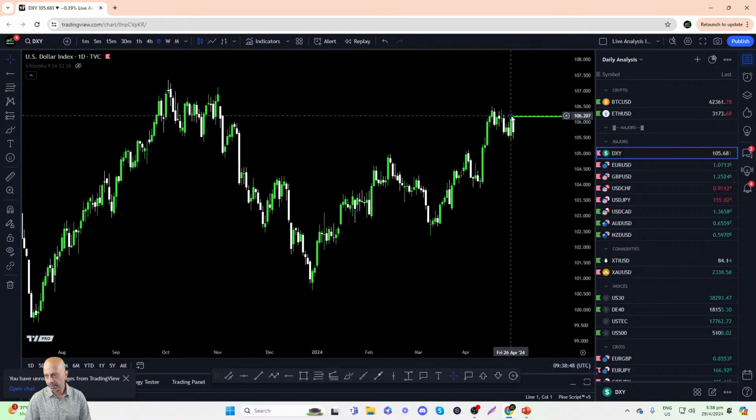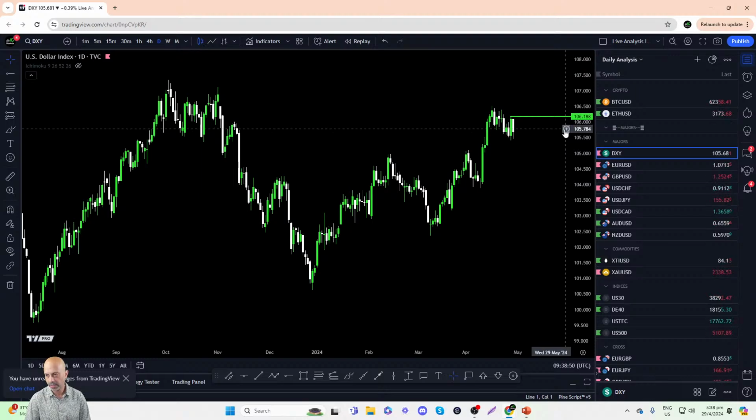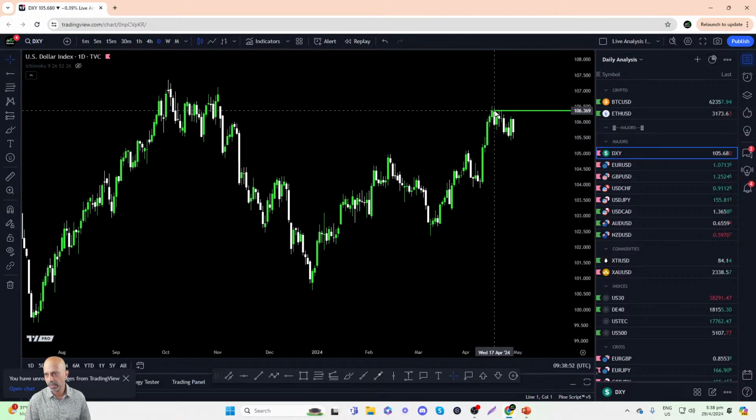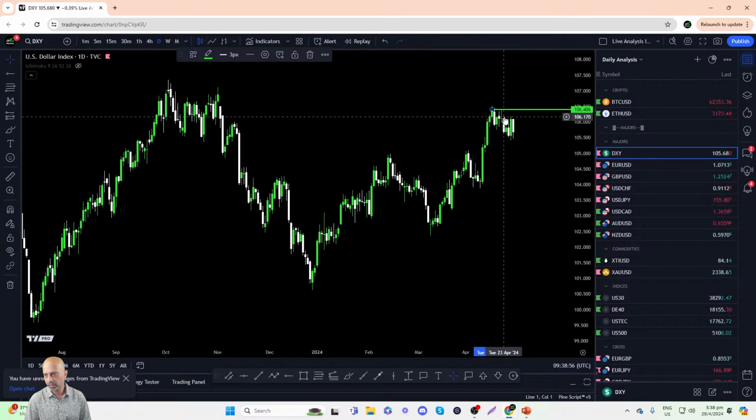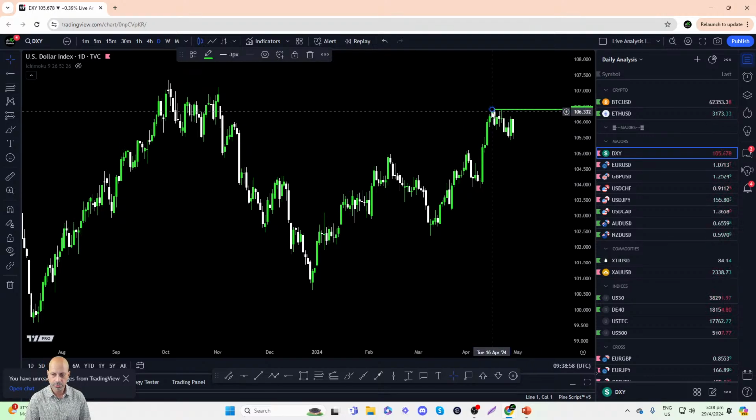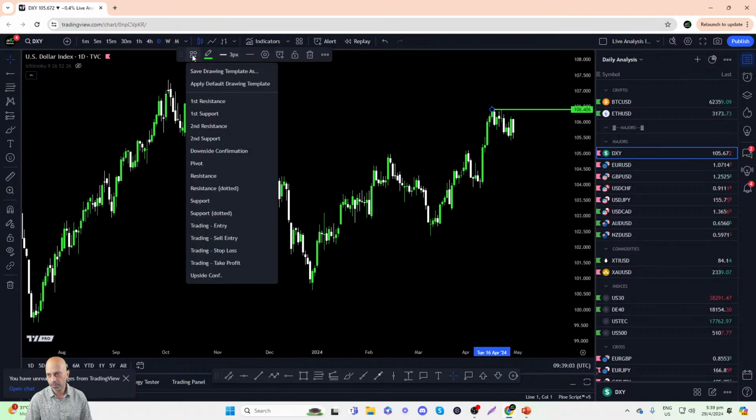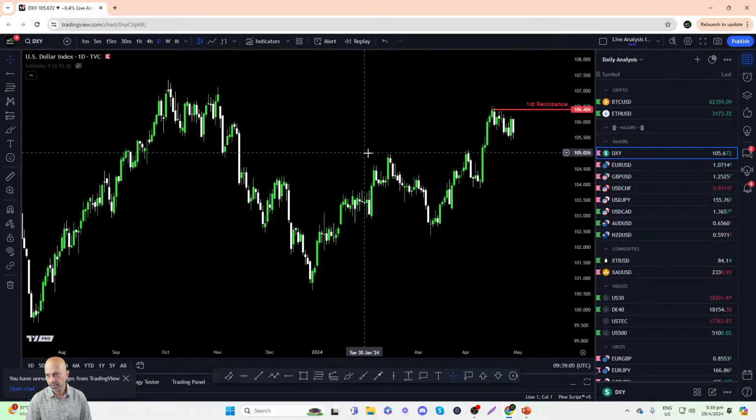So we can see that last Friday's high was at 106.18. Right now, if I look at where the current resistance is going to be for the dollar index, that's going to be at 106.40. We can see previously price running into resistance here at about the 16th of April. So I'm going to use this level here to identify my first resistance.